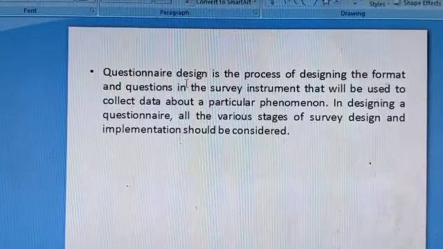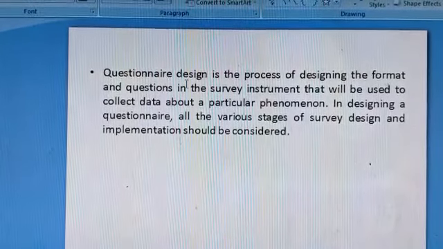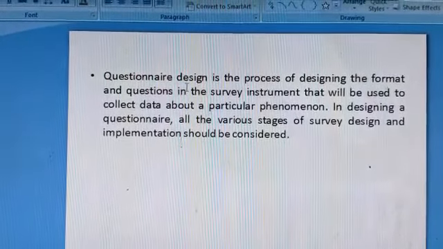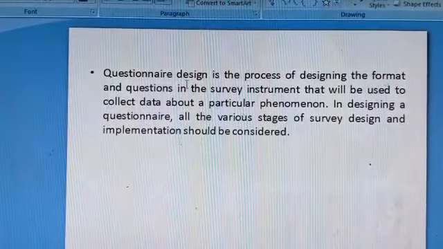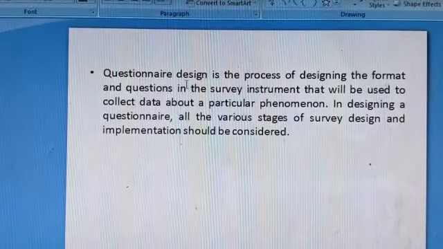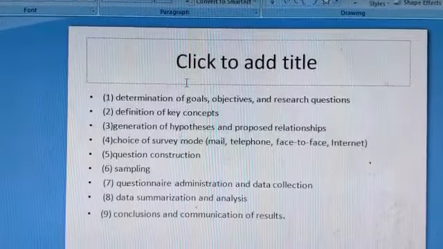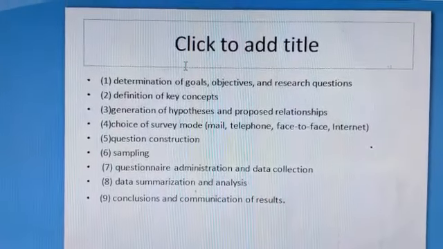Questionnaire design is a process of designing the format and questions in the survey format that will be used to collect the data about a particular phenomenon. In designing a questionnaire, we have to look into different stages of the design as well as the implementation which should be considered. So these are the different elements we normally look into.